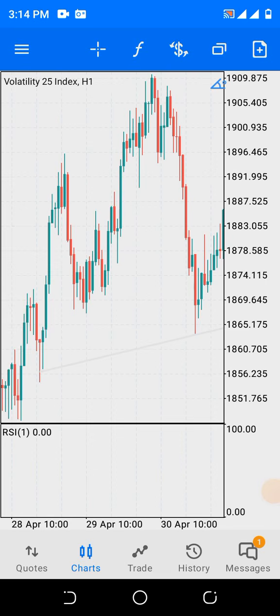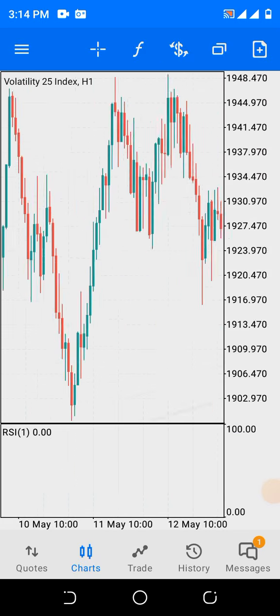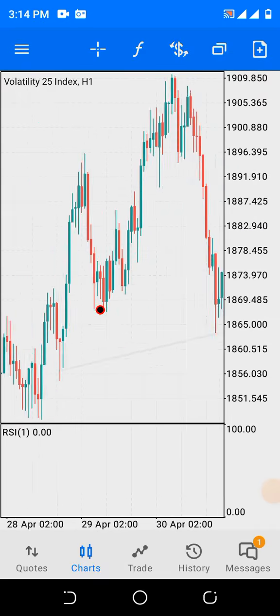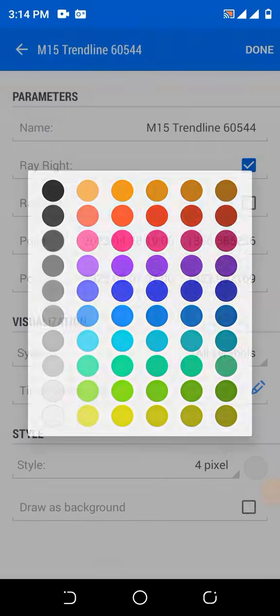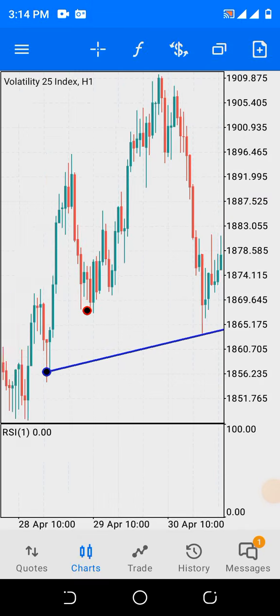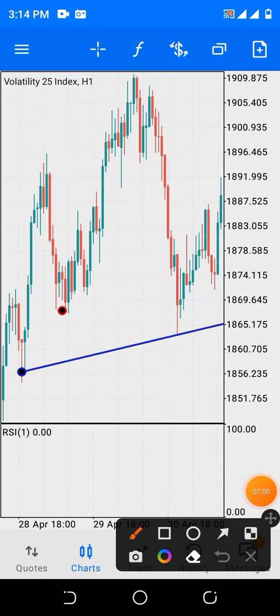First of all, let's draw the trend line. All right. So here is the trend line. We use these two particular points to establish this trend line. This is the first point and this is the second point.